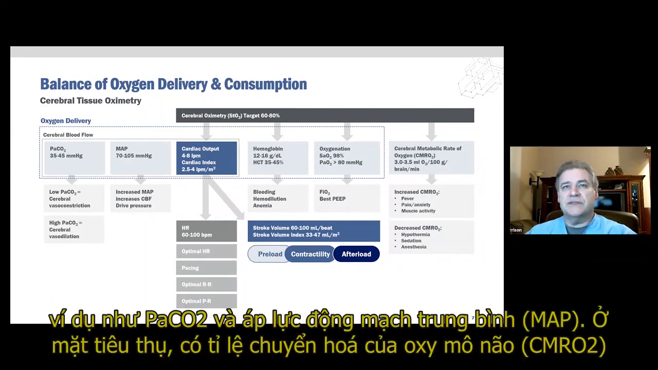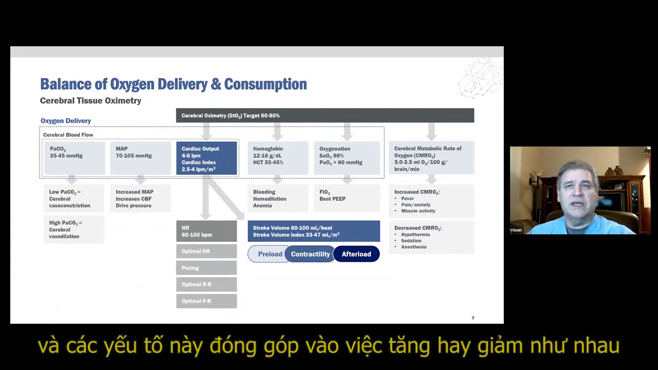And for cerebral applications, added factors include those physiologic elements on the supply side that affect cerebral blood flow, such as PCO2 and mean arterial pressure. And on the demand side, there is the cerebral metabolic rate of oxygen consumption, or CMRO2, and those elements that contribute to an increase or decrease of the same.